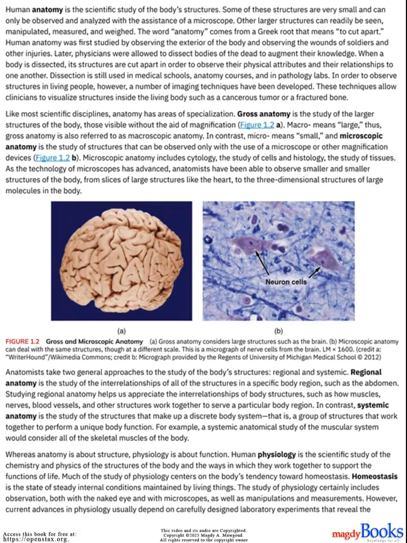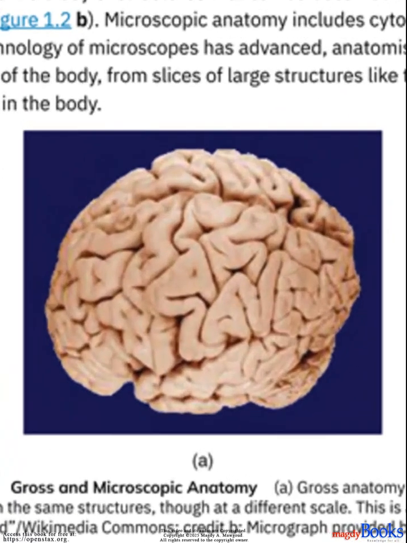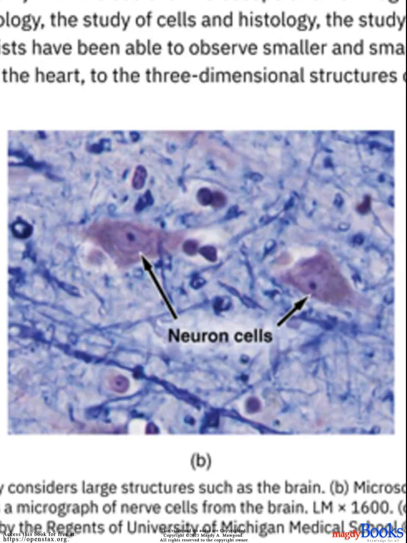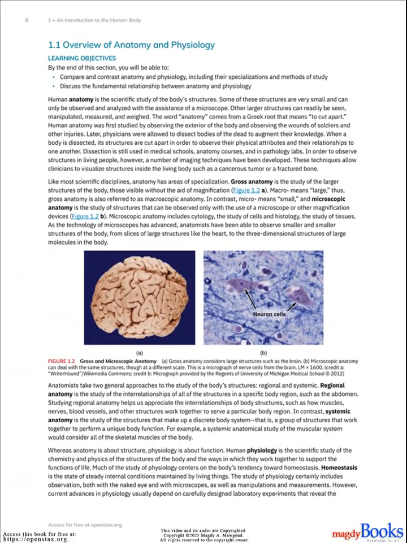Figure 1.2, Gross and Microscopic Anatomy. A. Gross anatomy considers large structures such as the brain. B. Microscopic anatomy can deal with the same structures, though at a different scale. This is a micrograph of nerve cells from the brain. LM times 1600. Credit A: Writer Hound, Wikimedia Commons. Credit B: Micrograph provided by the Regents of University of Michigan Medical School, copyright 2012.